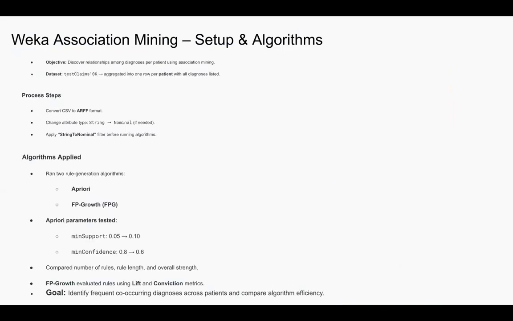The next part of the assignment was using the Weka association mining setup and algorithms. The objective of this was to discover the relationship among diagnoses per patient using association mining. So how I converted my CSV: I combined the dataset test claims 10K, and then I converted it from a CSV to ARFF format. Then I applied the string nominal filter before running the algorithms. I wanted to run the 2 different algorithms, which are Apriori and FP-Growth, and these were the parameters that I used.